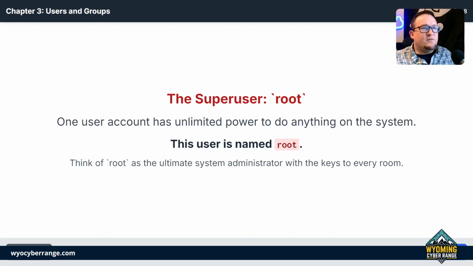Now the super user in themselves is called root. Root is God. They have the power to do anything on the system. Root is the username as well as the group. Think of it like the master key. They have keys to every room of the building. They can do anything. Even if you try to lock them out, they don't follow the rules. They will always be able to access the system.